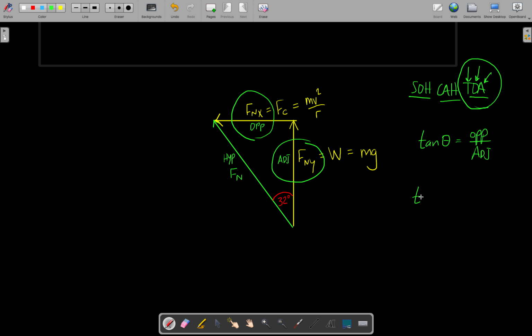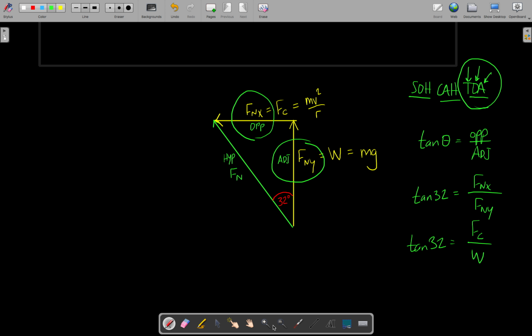So tangent theta is the same thing as saying tangent of 32 because we're dealing with a 32-degree banked curve. Our opposite happens to be our force normal x. Okay? And our adjacent happens to be our force normal y. Well, let's substitute this even further. You'll notice that your force normal x is your centripetal force, showing right here. And your force normal y, that can be substituted by weight because force normal y equals the weight.